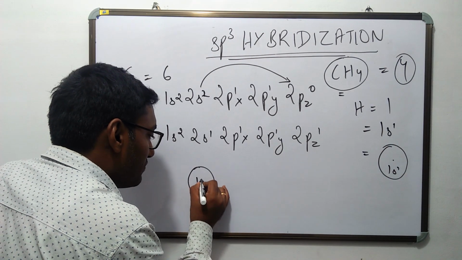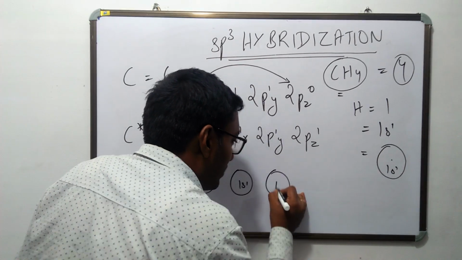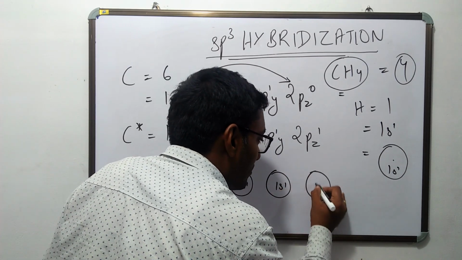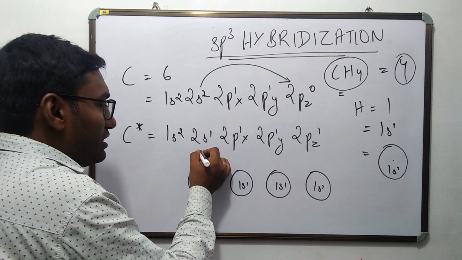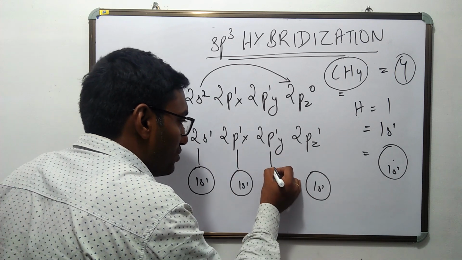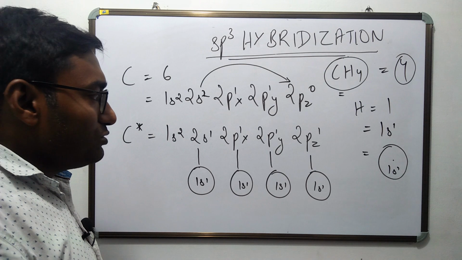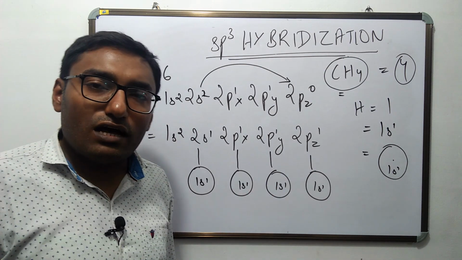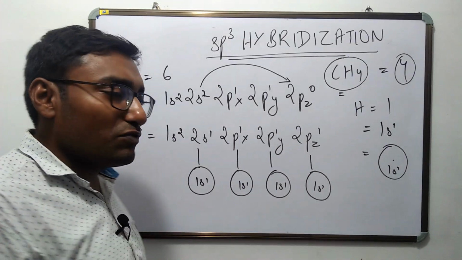1s1, 1s1, 1s1, 1s1. This is one electron, this is one electron. It forms a covalent bond, covalent bond, covalent bond, covalent bond. So now 4 covalent bonds are formed, and now it would seem that the CH4 molecule is formed, but it is not the case.